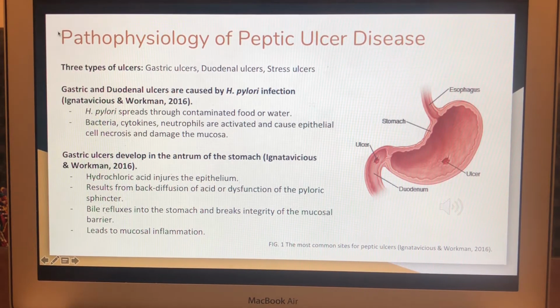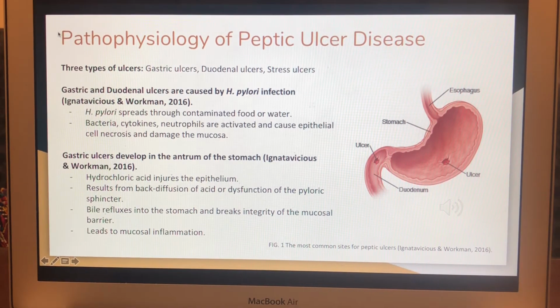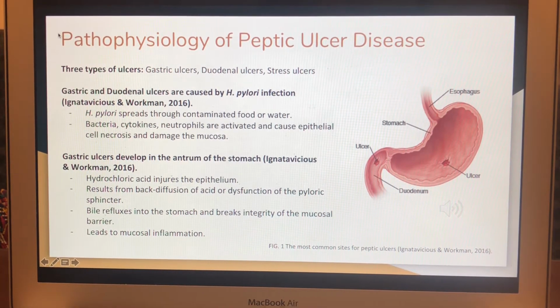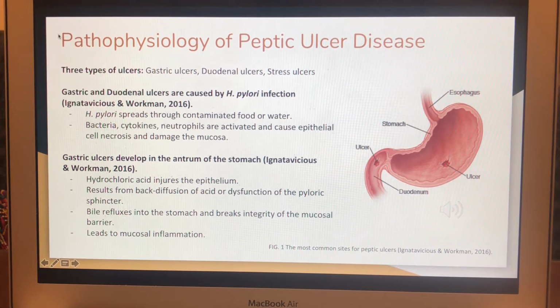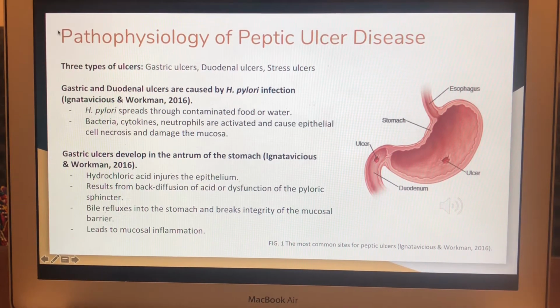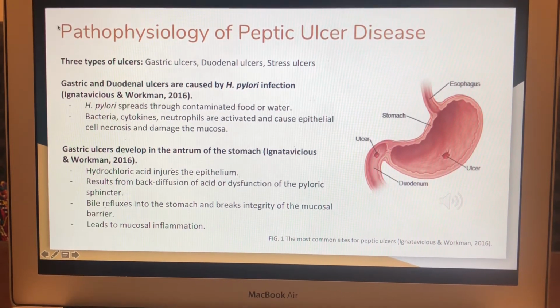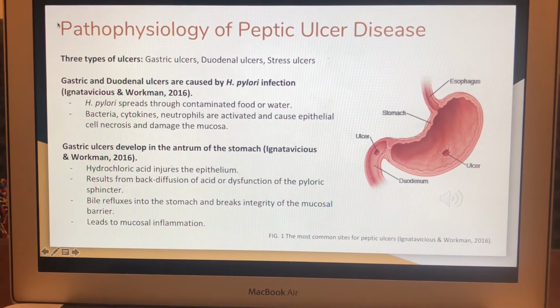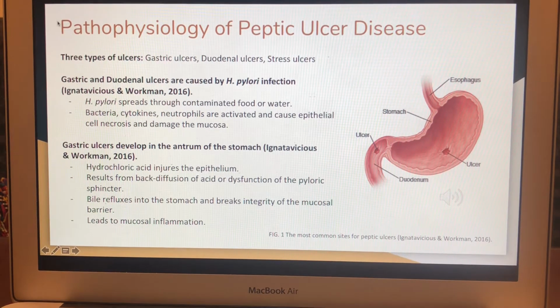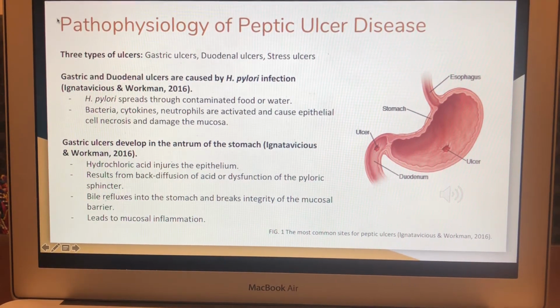This reflux of bile acids may break the integrity of the mucosal barrier, which leads to mucosal inflammation. Toxic agents in bile destroy the membrane of the gastric mucosa. The regurgitation of duodenal contents worsens the gastric mucosal injury. Decreased blood flow to the gastric mucosa may also alter the defense barrier, which allows ulceration to occur.